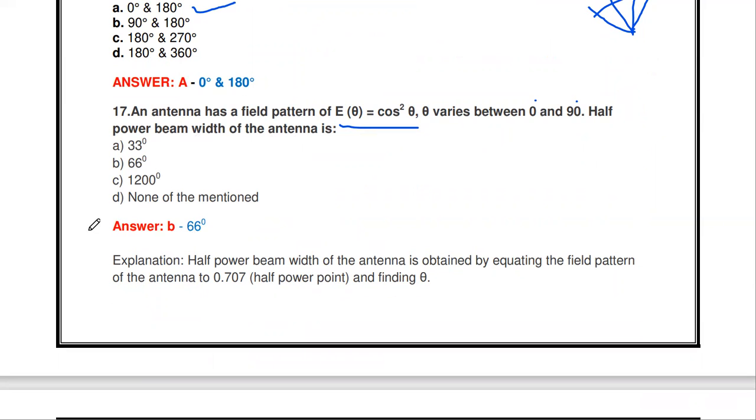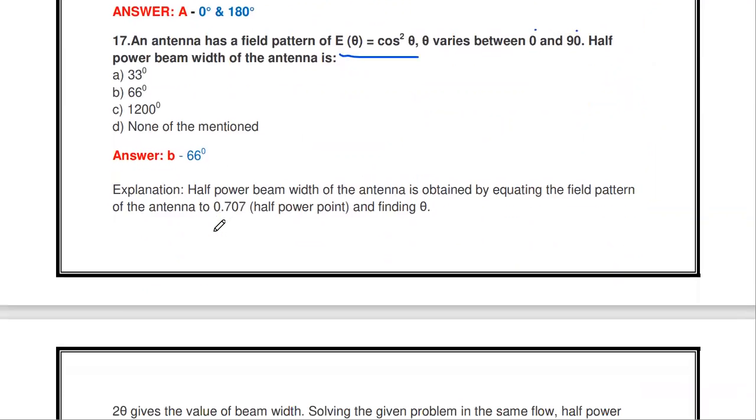So how to solve this problem? First, you know the definition: the half power beam width of an antenna is obtained by equating the field pattern of the antenna to 0.707, which is nothing but 1 by root 2. So we have to equate E of theta equal to cos squared theta to 0.707 and calculate the value of theta. Then twice theta is the half power beam width.